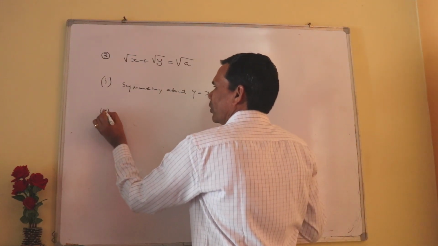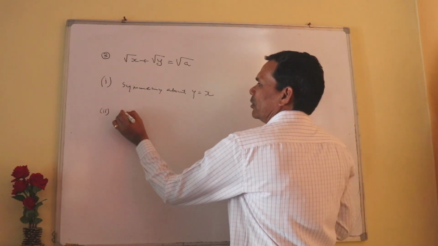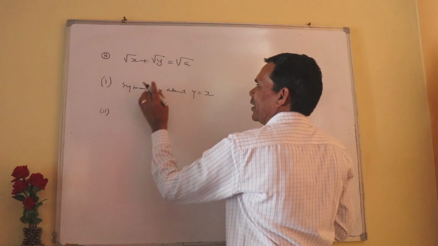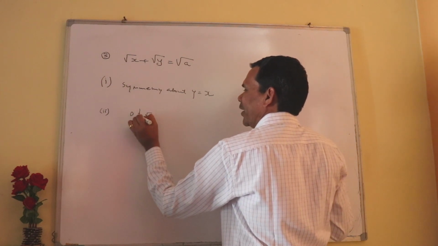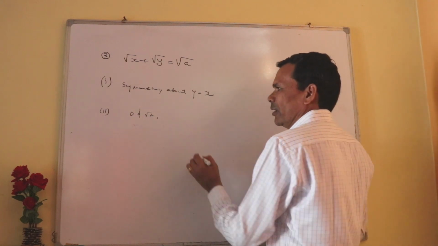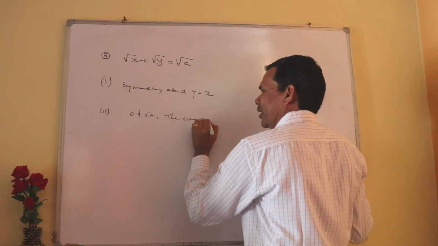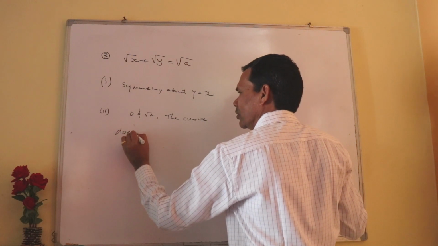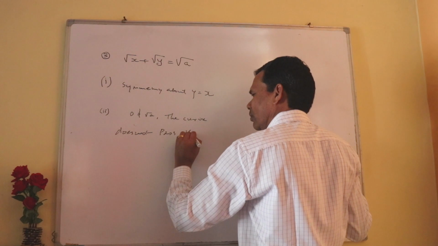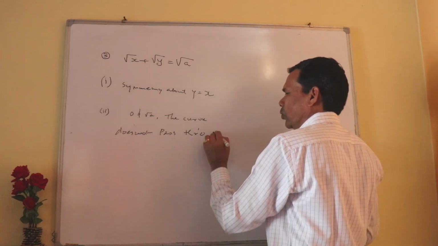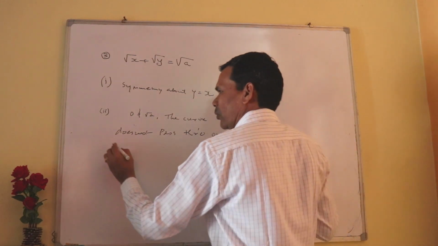Second, origin and tangents at origin. Now if you observe, put x is equal to 0, y is equal to 0, we get 0 is equal to root a, so it is not satisfied. So the curve does not pass through the origin, so there are no tangents at the origin.